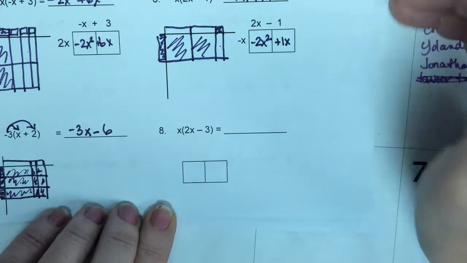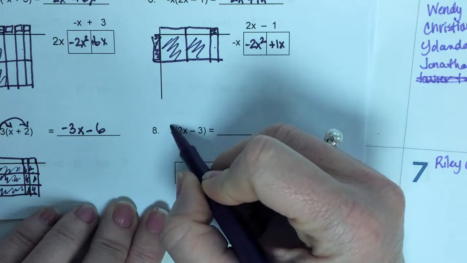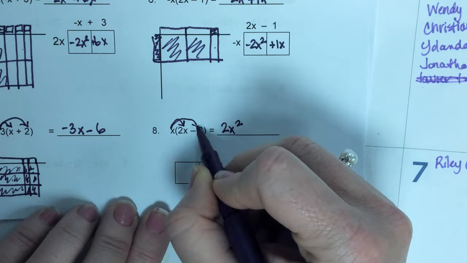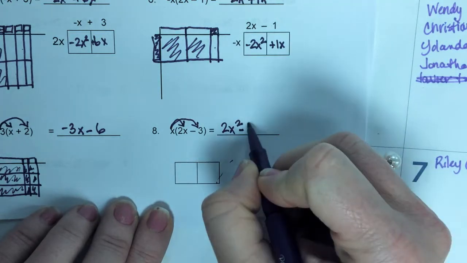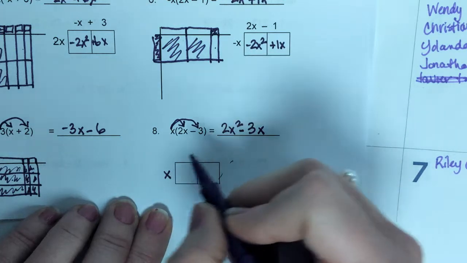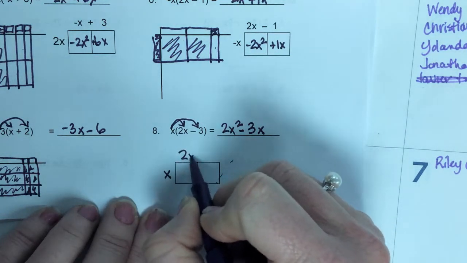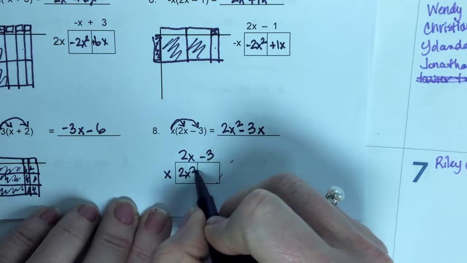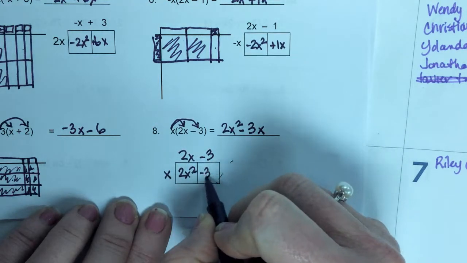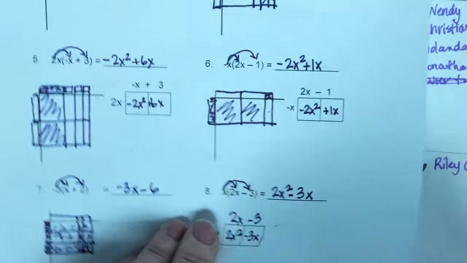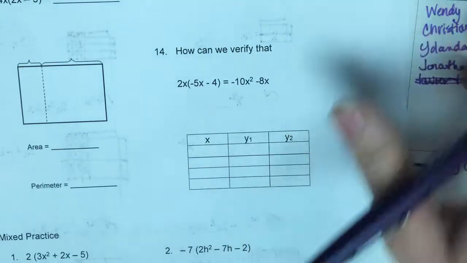Okay, so number 8. Now we have x times 2x, which gives me 2x squared, and x times negative 3, which gives me negative 3x. And this time all we have to do is use the box, so I'll put my x out in the front, and then 2x minus 3 up top. So x times 2x gives me 2x squared, and x times negative 3 gives me a negative 3x. Okay, so now we can flip over to the back.